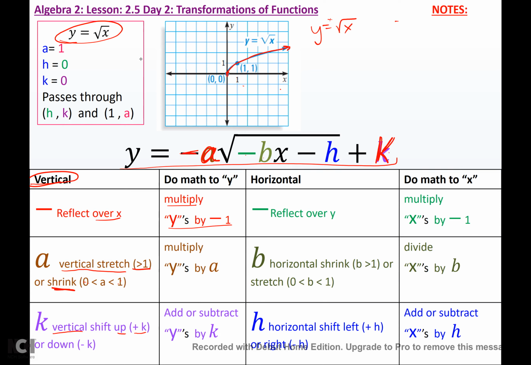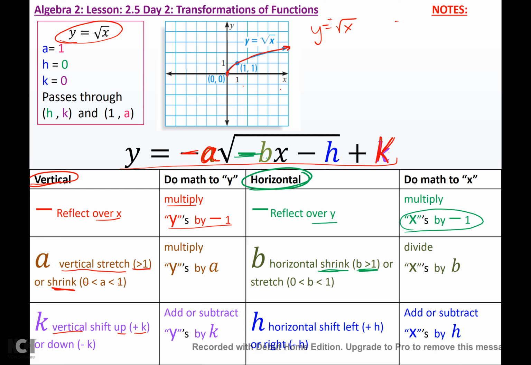Okay, your horizontal shifts and transformations are the things that are on the inside, the negative, the b, and the h. If there's a negative in there, that's going to reflect over y. Mathematically, you multiply your x's by -1 or divide, doesn't matter. Your b is going to be a horizontal shrink if b is bigger than 1.